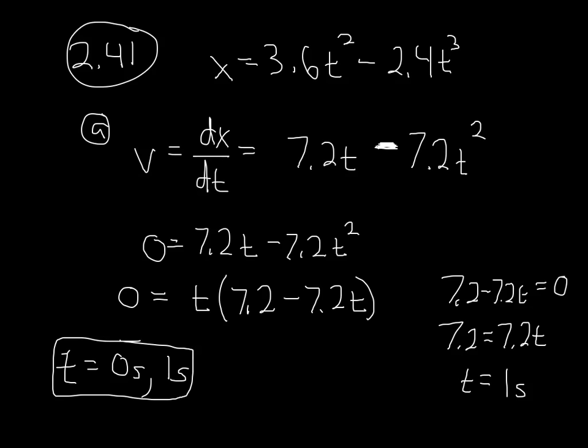So there's two answers to that one. And it even tells you in the problem that there's 2 times when the velocity is 0. How nice is it? I might not be so nice.